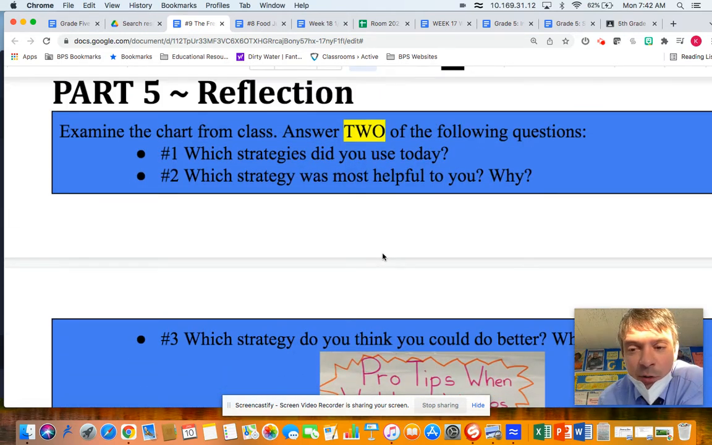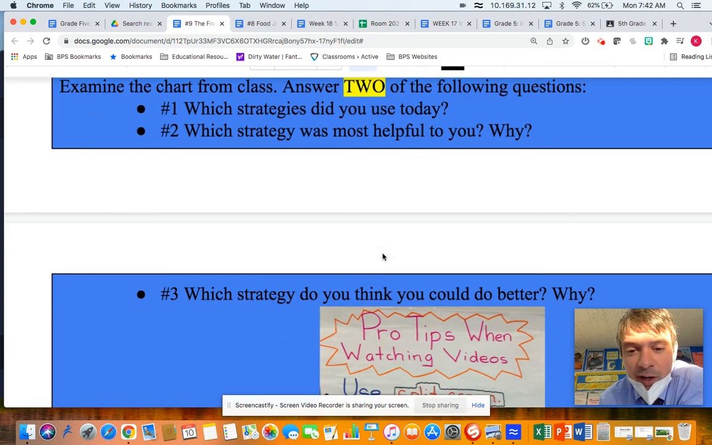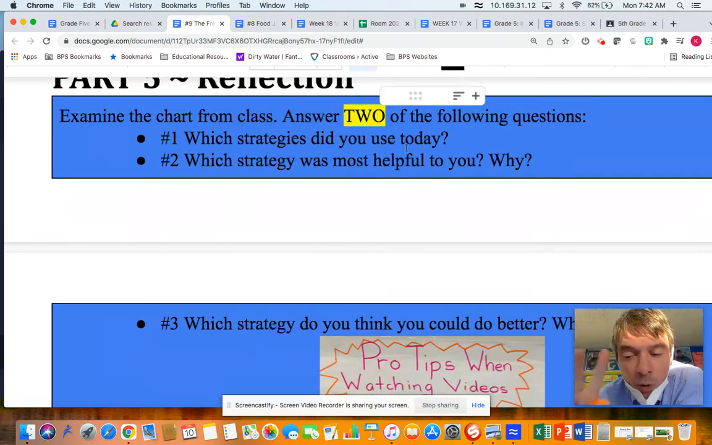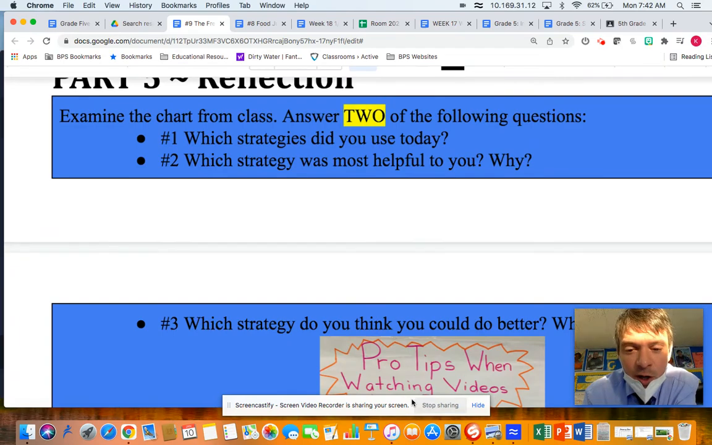Which strategies did you use today? Which strategy was most helpful to you and why? And which strategy do you think you could do better at using? Okay. And you pick 2 of the questions. You can skip one, but answer 2 of them. All right. Good luck. Continue that hard work.